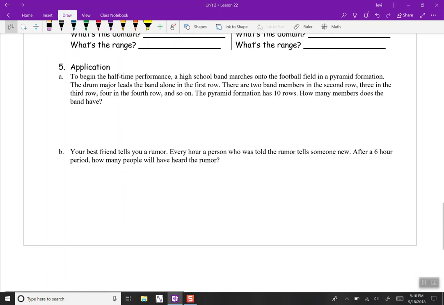Application. To begin the halftime performance, a high school band marches in the football field in the pyramid formation. The drum major leads the band alone in the first row. There are 2 band members in the second row, 3 in the third row, 4 in the fourth row, and so on. The pyramid formation has 10 rows. How many members does the band have?